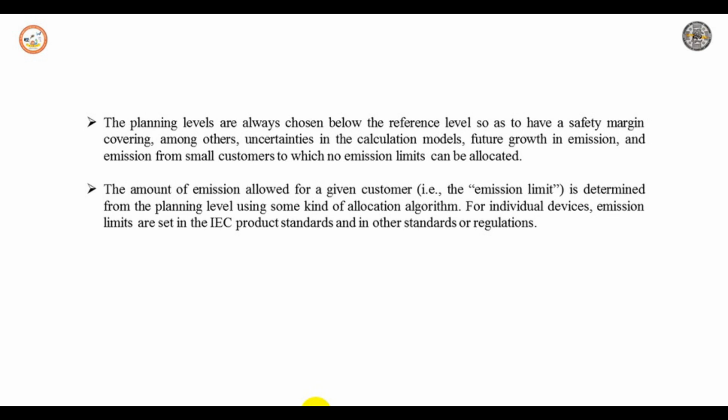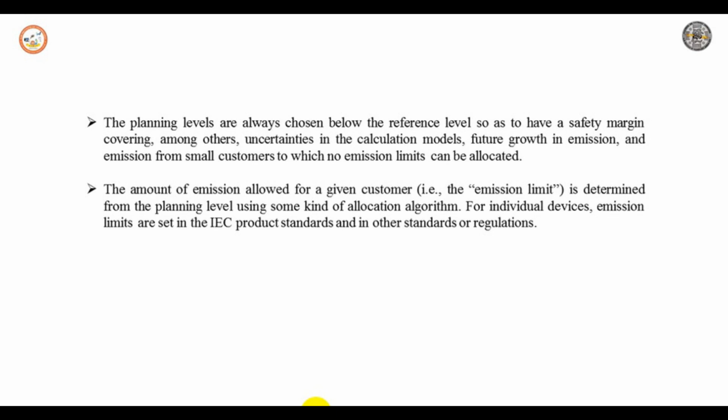In future growth, emission from all the customers to which emission limits can be allocated. The amount of emission allowed for a given customer is determined from the planning level using some kind of allocation algorithm. For individual devices, the limits are set in IEC product standards and in other standards and regulations. From the above figure, it is clear that raising the planning level, or using the allocation method that results in a higher emission limit, will not immediately result in widespread interference.